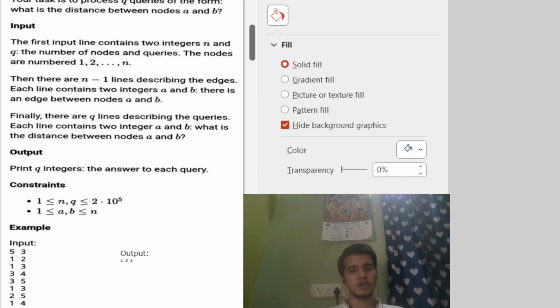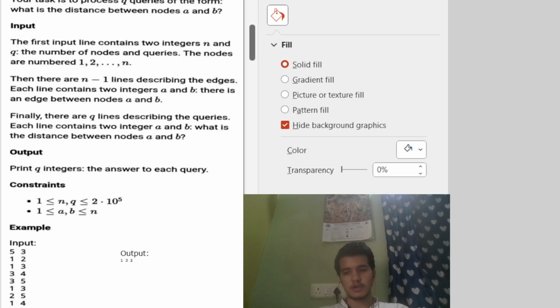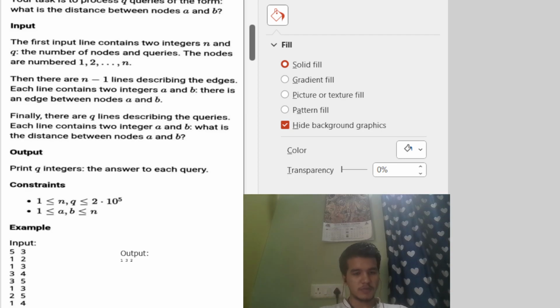Hello, good morning all. So today we are here to discuss one of the beautiful problems of graph, taken from the CSES sheet, and this problem is named Distance Queries. This is a very good problem covering three different types of logic and topics.